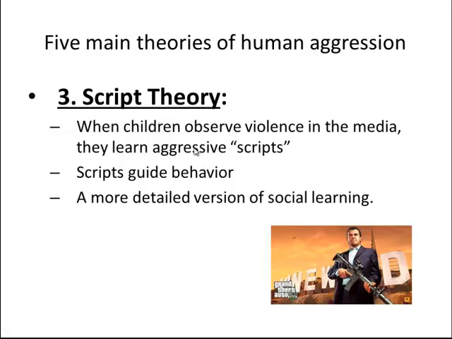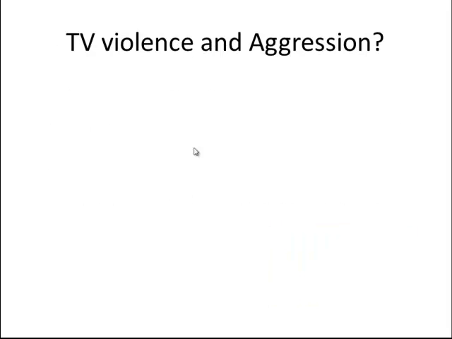Third, we're going over 5, there's the script theory. This is when children observe violence in the media. Okay? So they're watching violent TV shows, they're playing violent games like Grand Theft Auto. And the idea here is the child scripts out their life like they script out a TV show or a game. This is a more detailed version of social learning, but they're learning oftentimes through media.